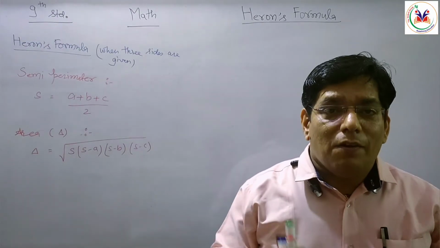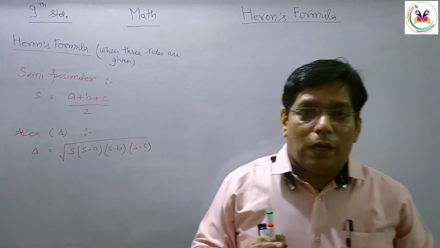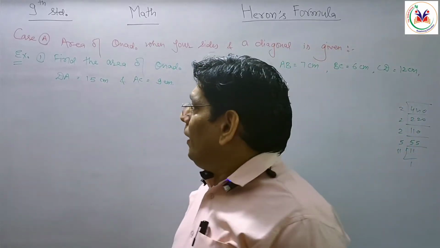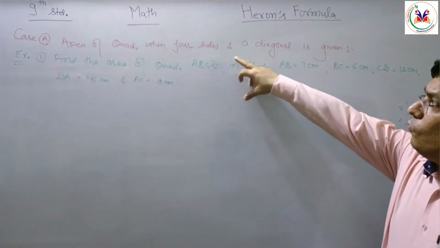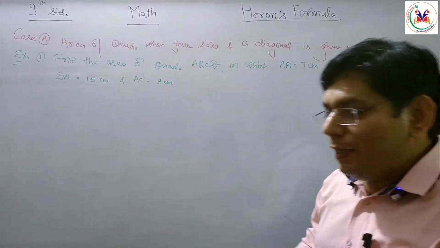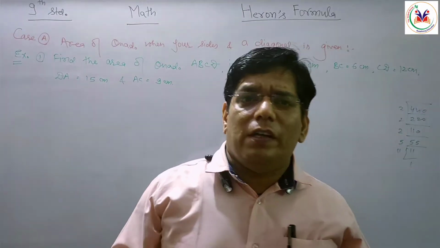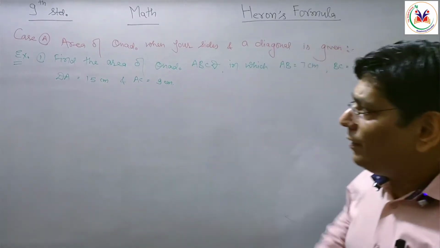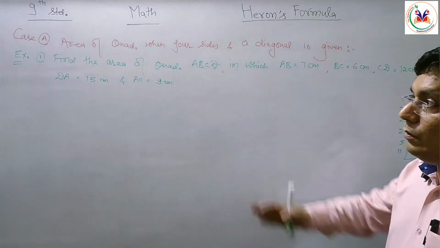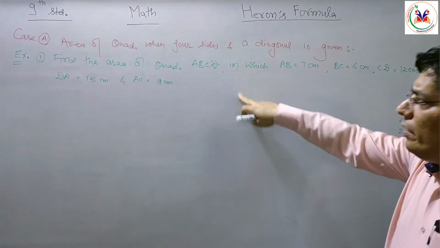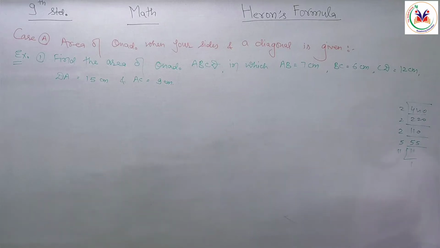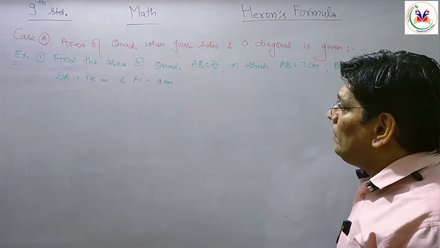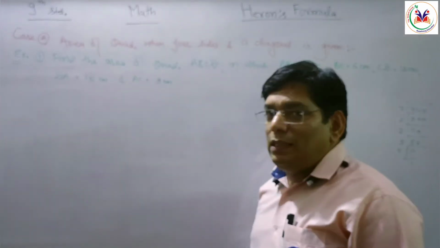So the first case, when we have to calculate the area of a quadrilateral: the first case of getting the area of a quadrilateral is when four sides and a diagonal are given. One diagonal is given. Now, the example is: find the area of quadrilateral ABCD in which AB is 7 centimeter, BC 6 centimeter, CD 12 centimeter, DA 15 centimeter and AC 9 centimeter.